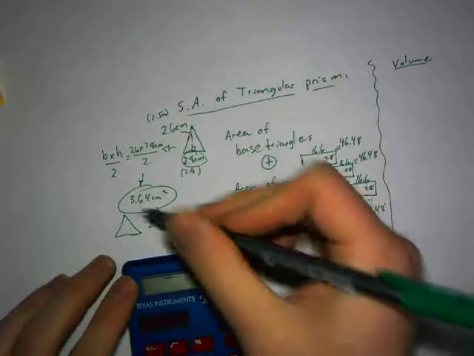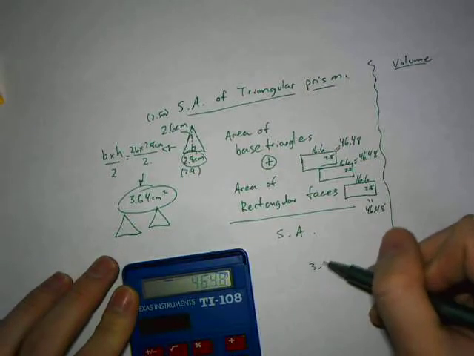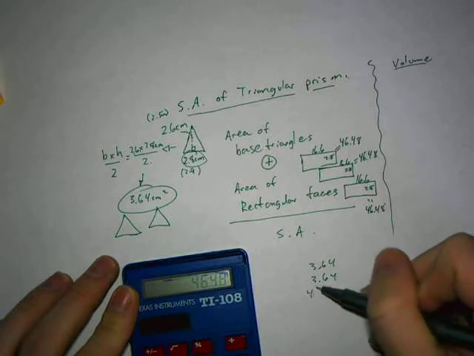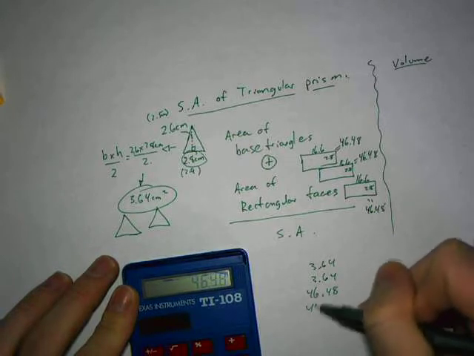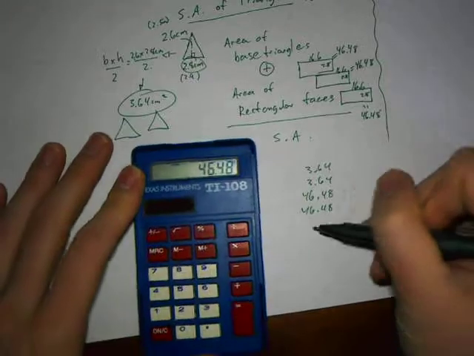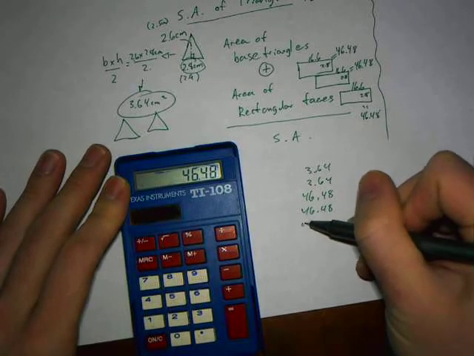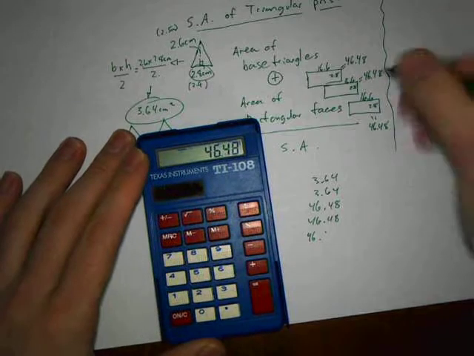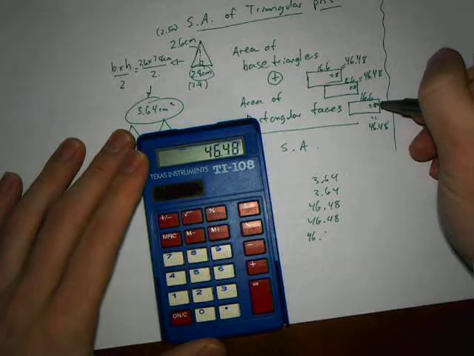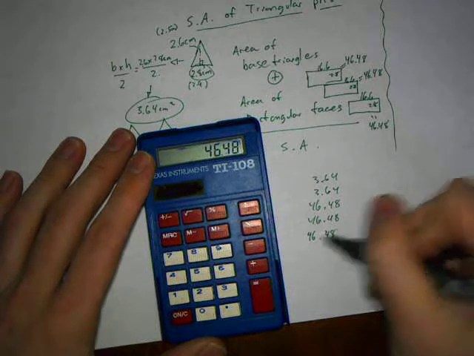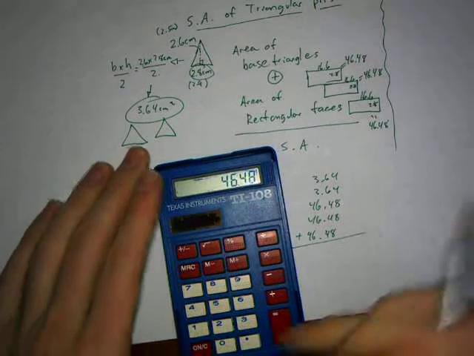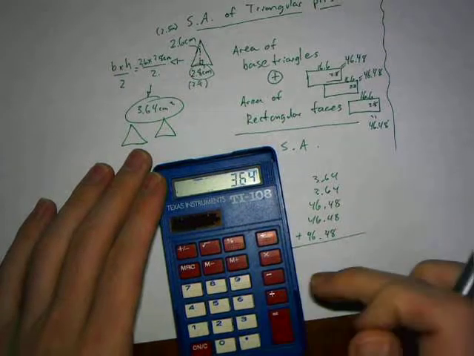So 3.64 plus 3.64 plus 46.48, 46.48 plus... is that right? That's right. Yeah, 46.48. I did it right. Sorry, got confused with myself. All right, so now we add it all together using a calculator. Make sure we're 100% correct.